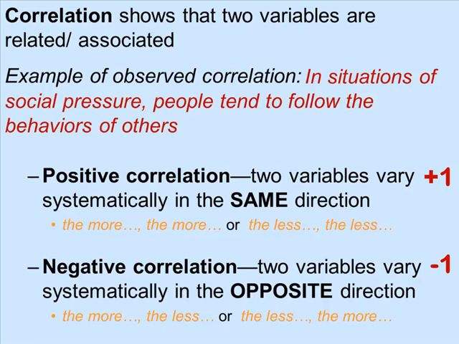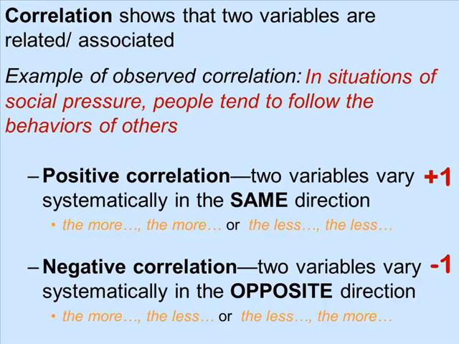Positive correlation means that two variables vary in the same direction. The more, the more, or the less, the less. Negative correlation means that two variables vary in the opposite direction. The more, the less, or the less, the more. When SPSS calculates correlation quotients for your variables, anything close to plus 1 indicates a very strong positive correlation, and anything close to minus 1 means a very strong negative correlation.